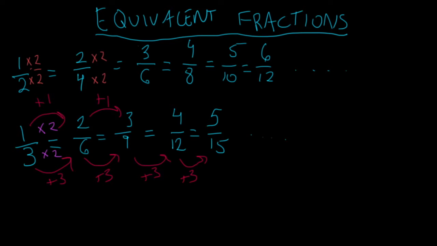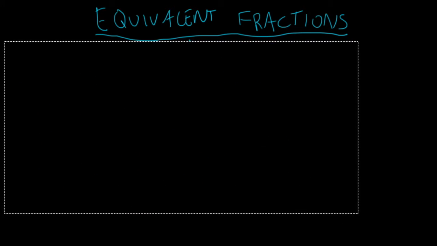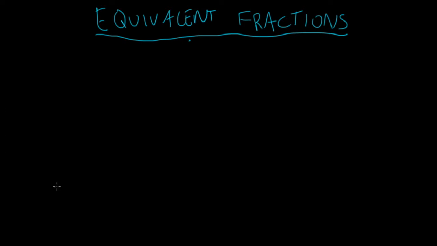Okay, so let's try to do some equivalent fractions, not by skip counting this time, but instead by using our rule: whatever you do to the top, you do to the bottom. Say we have 2 out of 7, and we want to get a fraction that's equivalent, but we have a mystery number on the bottom, so we don't know our denominator. And on the top, we have 6. See if you can figure this out.